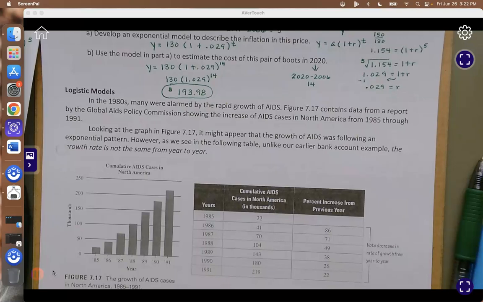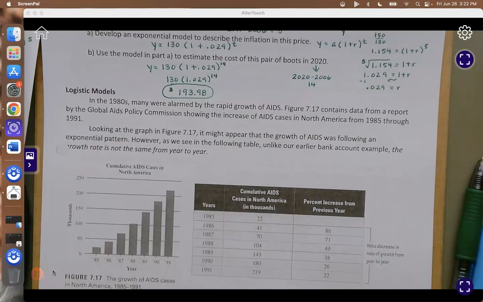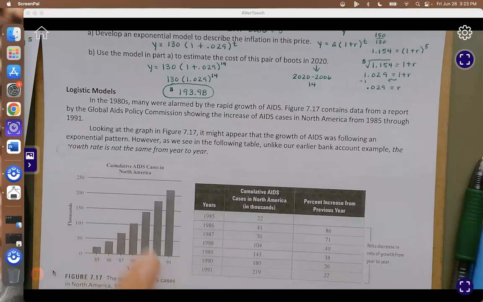Alright guys, so we're going to finish up section 7.4. Today we're going to move into logistic models. So in the 1980s, many people were alarmed by the rapid growth rate of AIDS. The figure 717 right here contains data from a report by the Global AIDS Policy Commission showing the increase of AIDS cases in North America from 1985 to 1991. Looking at the graph in 717, it might appear that it was an exponential pattern.